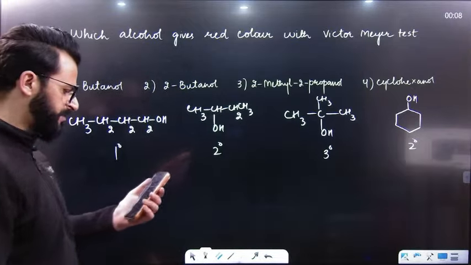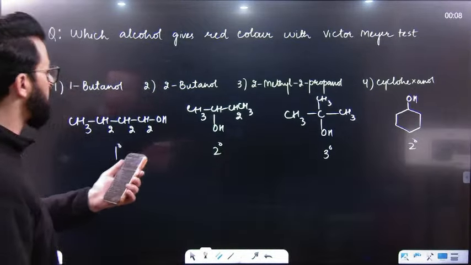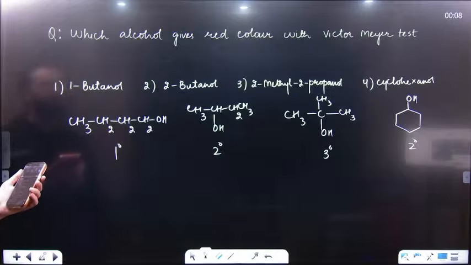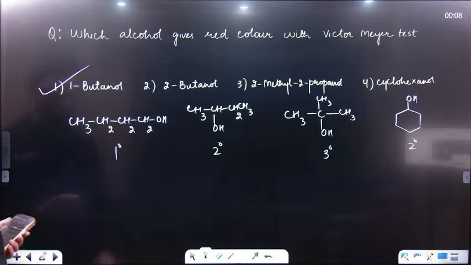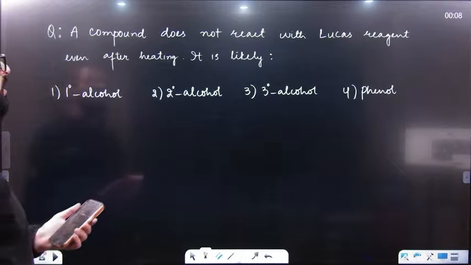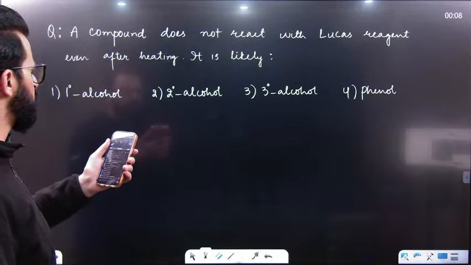Let me know in the chats. Which gives red color with Victor Meyer's test? Exactly, it's 1 degree. After that, a compound does not react with Lucas reagent.